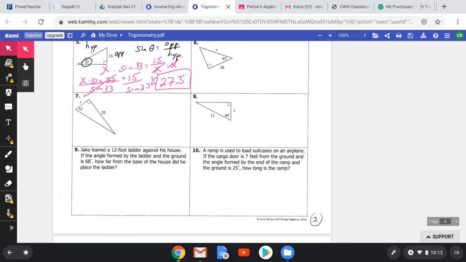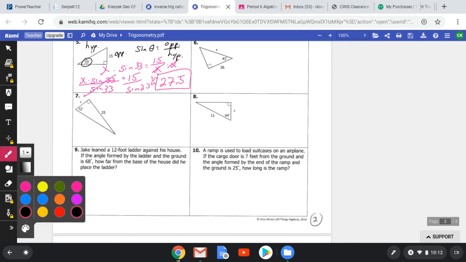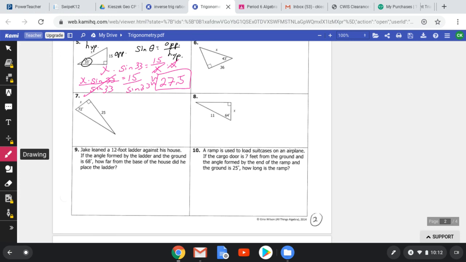With any of these word problems, I always recommend to students, draw it out for yourself. Not expecting Van Gogh type of drawings, but get a visual example for yourself. So you got Jake. He's leaning a 12-foot ladder against his house. So here's his house. Leaning a ladder against it. And it's 12 feet. If the angle formed by the ladder and the ground is 68 degrees.